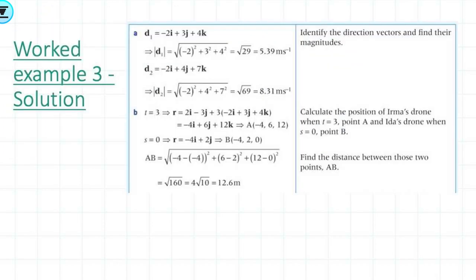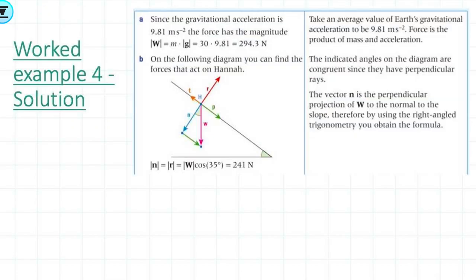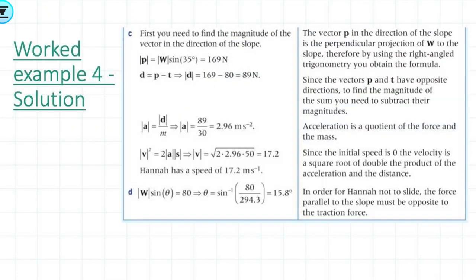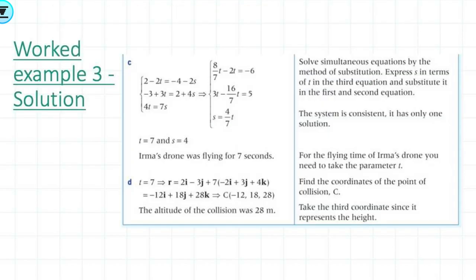I'll go through example 3 and then example 4. It's part of the chapter's opening problem and it requires prior knowledge in physics. So it's not impossible to do. However, if it was given to you in an exam setup, you would have been given more information about how to solve it. So again, I'm not going to go through example 4 because it's more of a longer extended type question, but you can see the solutions here, and it relies on a diagram that's already studied in physics.